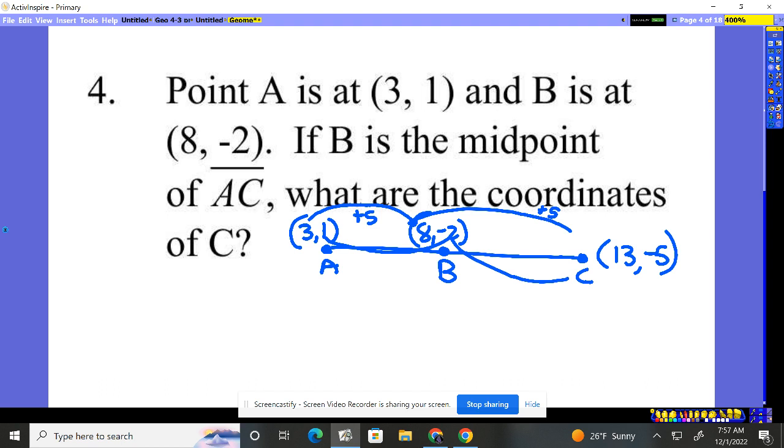And you could check yourself. You could add your 3 and 13, get 16, divide by 2, and you'll see you have 8. You could add your 1 and your -5 here, -4 divided by 2, you have -2. So yeah, B is the middle there. That's how we do that problem.